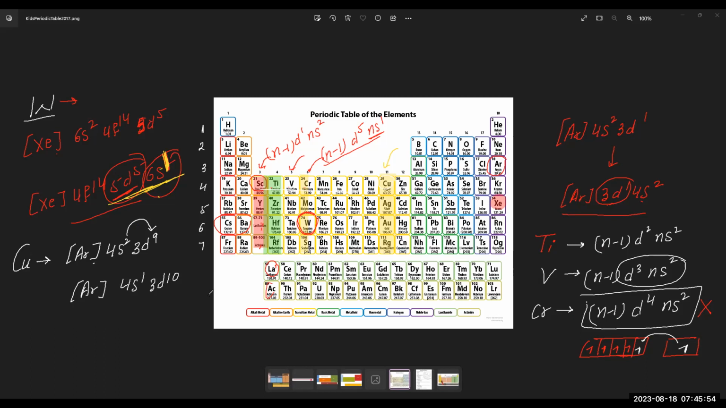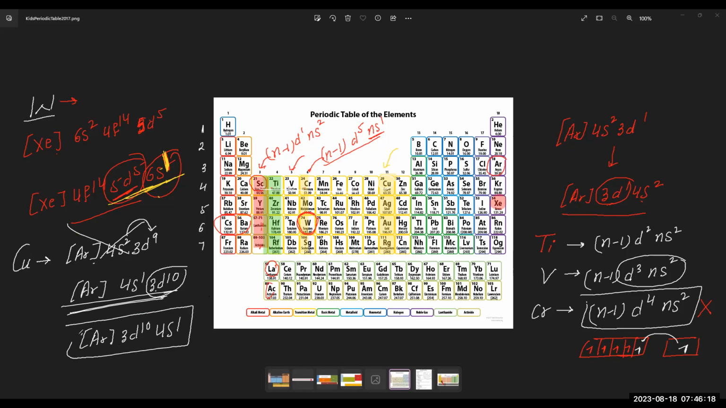Yes or no? Yes. So this is not the configuration. This is the configuration of copper, because here you are getting a fully filled d subshell, which you can write like this also: argon 3d10. This 3 number first, lesser number 4s1.